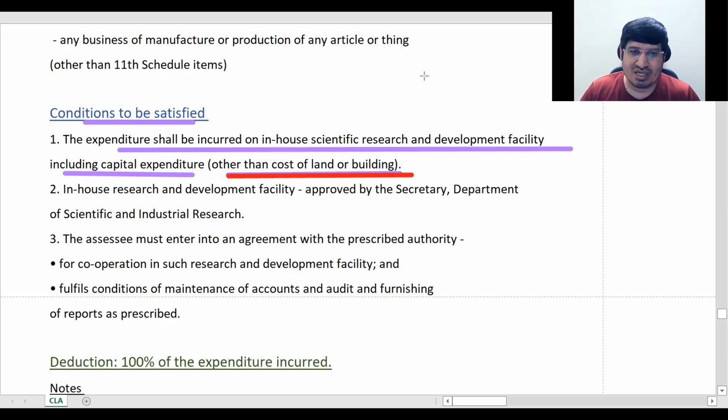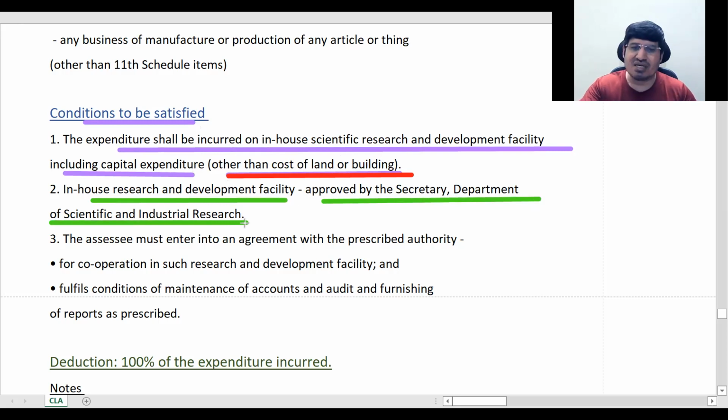So the in-house research and development facility should be approved by the Secretary, Department of Scientific and Industrial Research. He is the approved authority. Even there, you saw approved authority, right? It's actually the Secretary, Department of Scientific and Industrial Research. He is the authority for approvals, whatever approvals are needed.